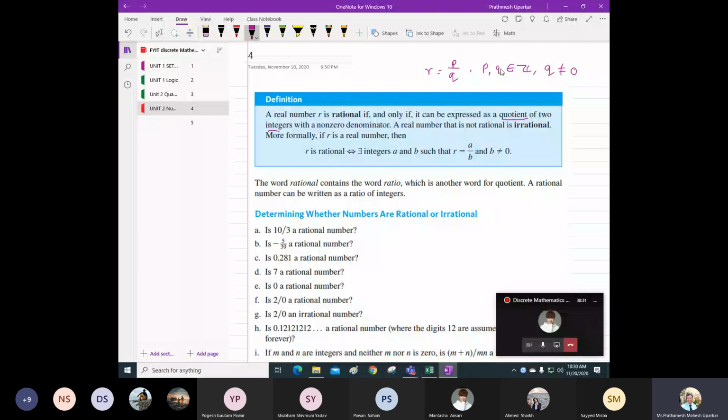ऐसे हमने पढ़ा था. बट ये बुक में क्या यूज किया है? We have used the numbers A and B. There exist integers A and B such that R is equal to A upon B and the denominator is not equal to 0. Denominator equal to 0 होगा तो क्या होगा? What is 1 upon 0? Infinity. Not defined. 1 upon 0 is not defined. It is not infinity, bachcha.